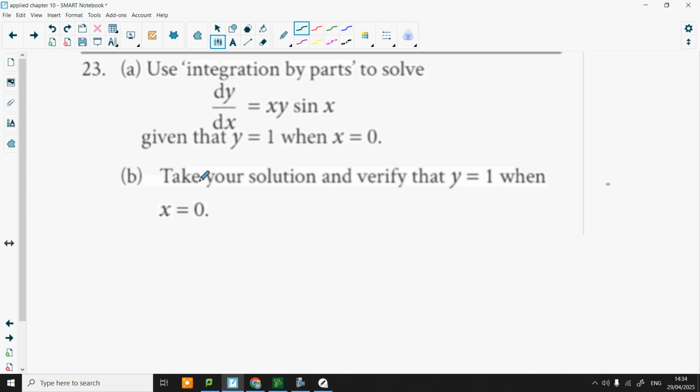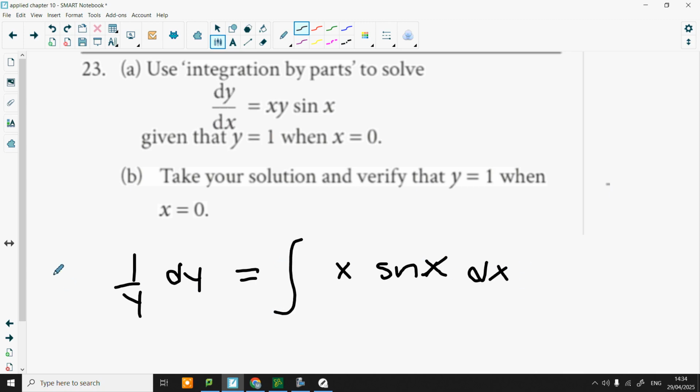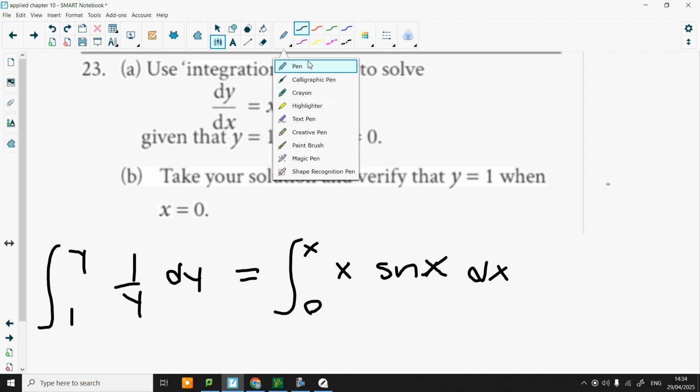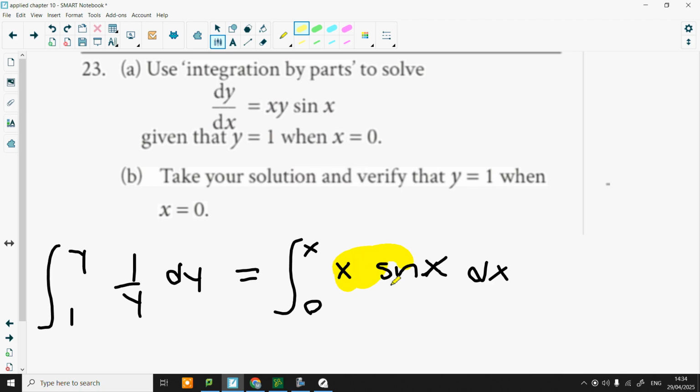So what we can do here is we can say it's 1 over y dy equals x sin x dx. And you have your limits 1, 0, x, y. Now, your only problem is this part here. You're going to have to use the, is it u dv or v du? I was getting confused.